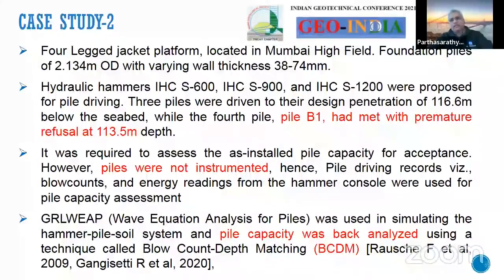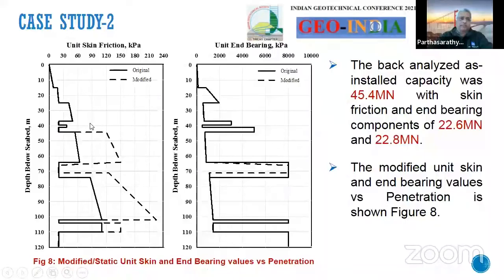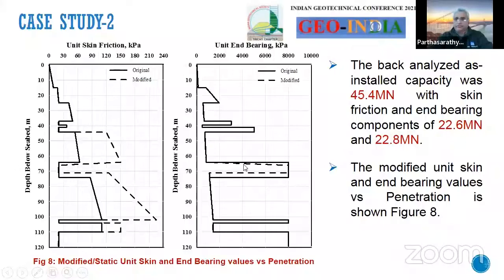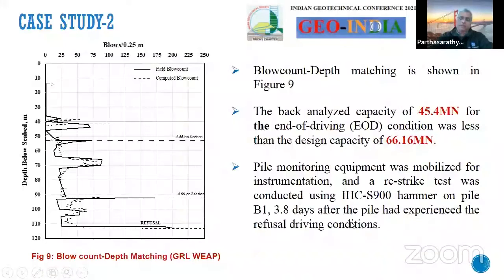This is more of a hindcast analysis to match the blow counts using the energy from the hammer console. By altering your skin friction over the depth, it's a trial and error analysis, as well as the end bearing, and then you try to match the blow count. Again, I repeat that the hammer should be functional here. With the assumption that the hammer was functional, the capacity was estimated to be around 45.4 meganewton, with the distribution between skin friction of 22.4 and end bearing of 22.8 meganewton. But now we need to verify whether the hammer was functioning or not for this capacity to be useful.